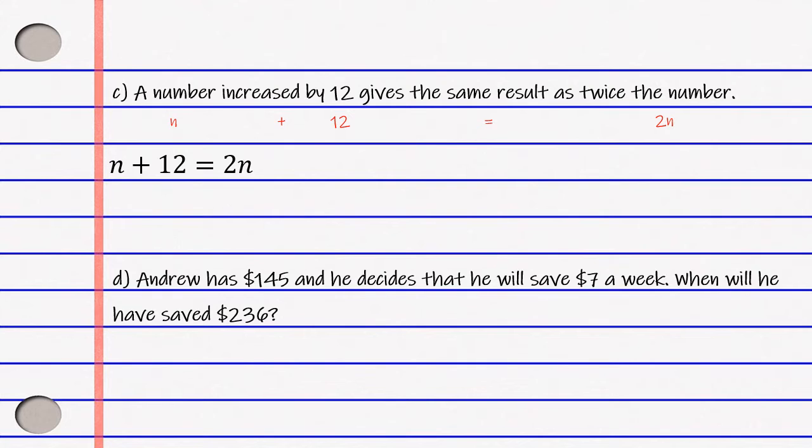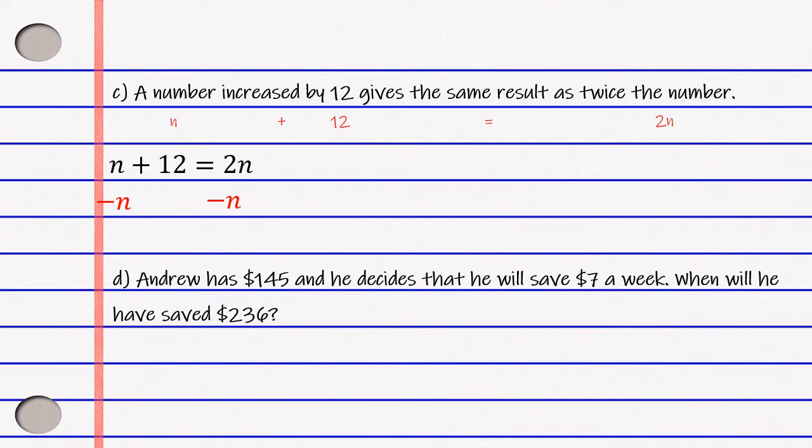So that's one of those problems where we have the same variable on either side of the equal sign. So the first thing we have to do to solve that is get that number on the same side. So in this case, we're going to subtract n from both sides to collect our n's or put them together.